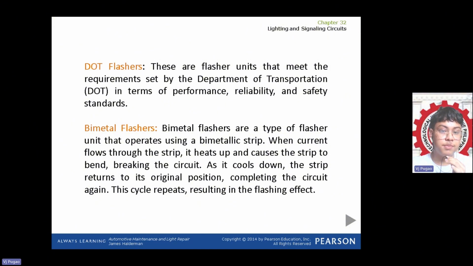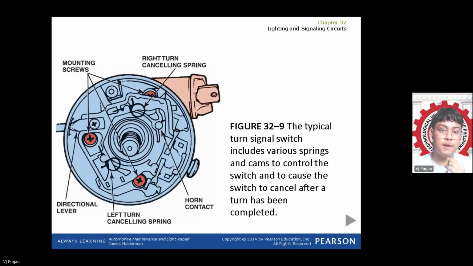Bimetal flashers. Bimetal flashers are types of flasher units that operate using a bimetallic strip. When current flows through the strip, it heats up and causes the strip to bend, breaking the circuit. As it cools down, the strip returns to its original position, completing the circuit again. This cycle repeats, resulting in a flashing effect.